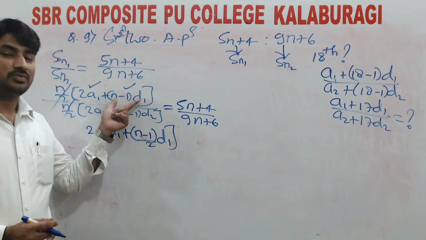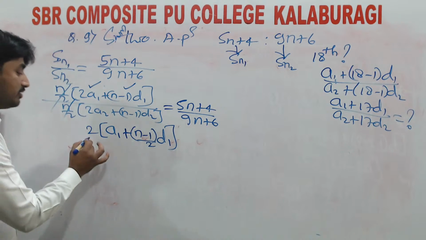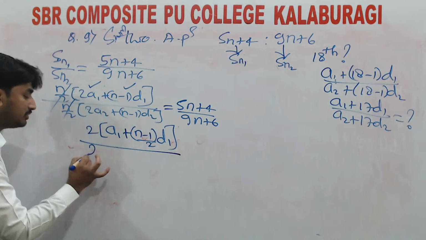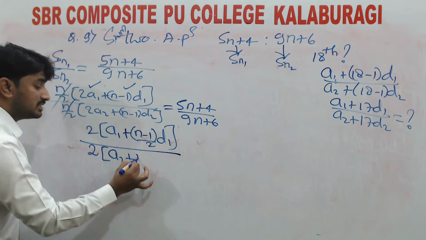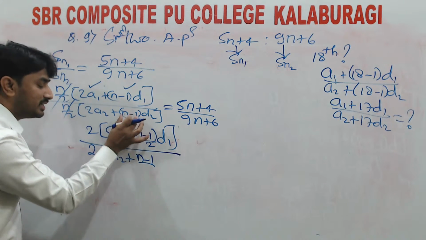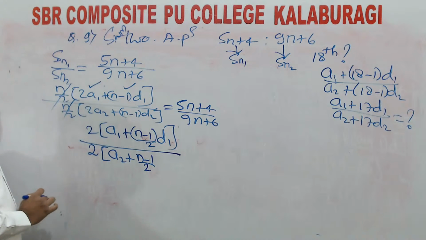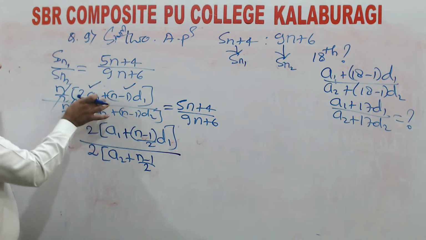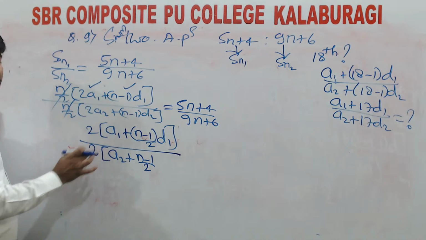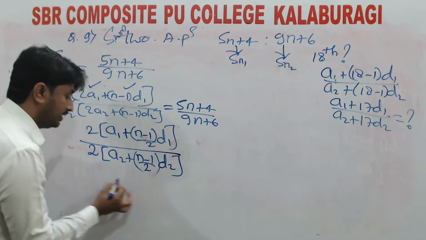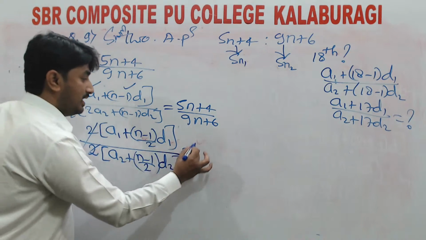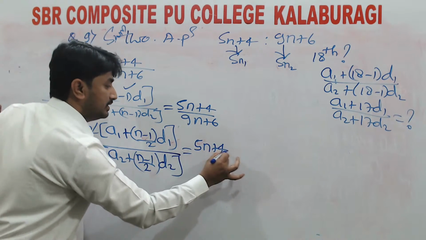You will get (n minus 1) into D1 divided by, I am taking the same 2 as common, it becomes A2 plus (n minus 1). There is no 2 here, that's why I am dividing by 2, or otherwise divide the numerator and denominator by 2, you will get the same result into D2. Here the 2s get cancelled and the RHS is written as it is.